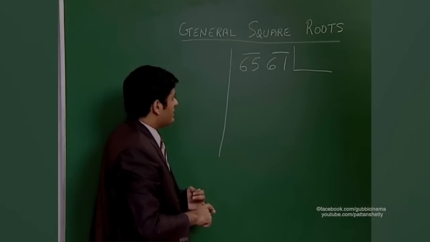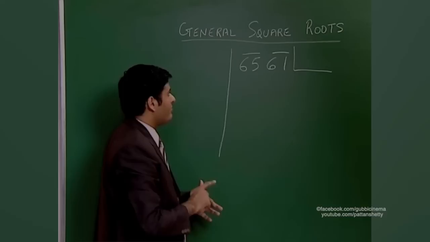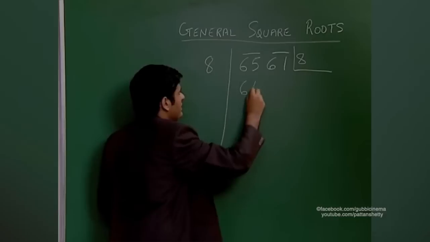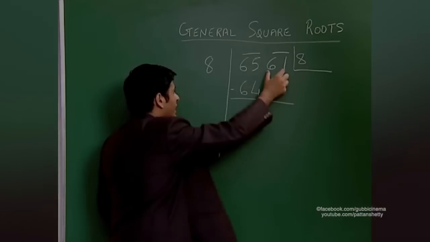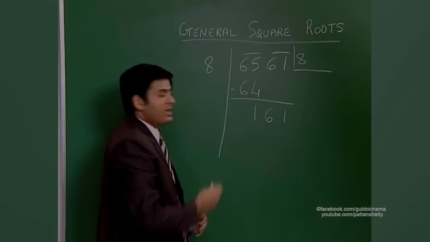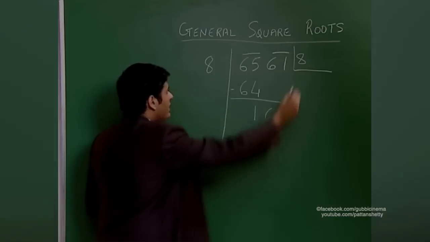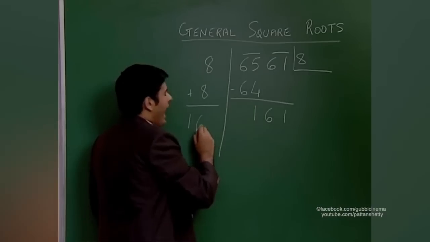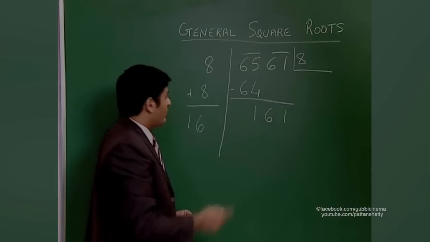6 times 6 is 36. 7 times 7 is 49. 8 times 8 is 64. So we are having 8 times 8, which is 64. I subtract, I get 1, and then I bring the next group of digits down: 161. Now we remember our two rules. After every step, add the quotient to the divisor to get the new divisor. 8 plus 8 is 16.